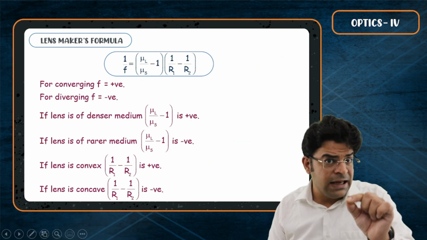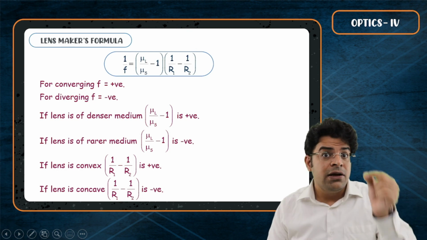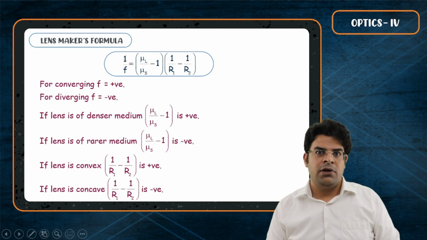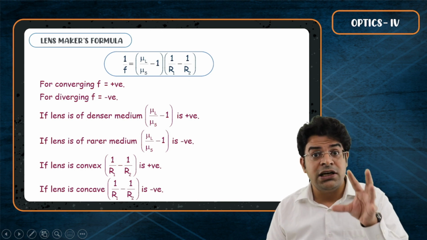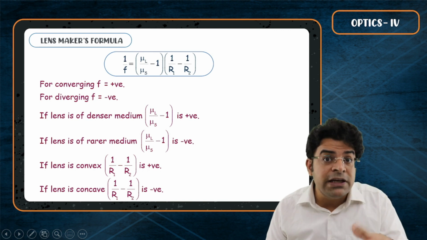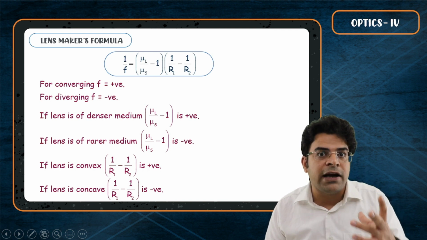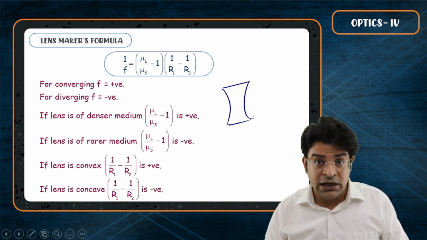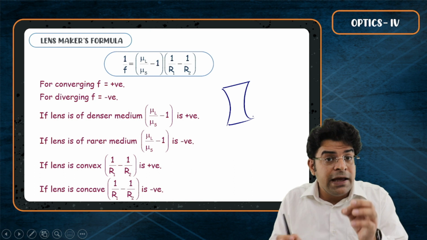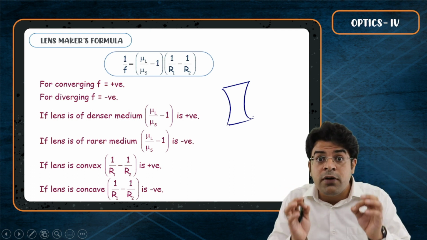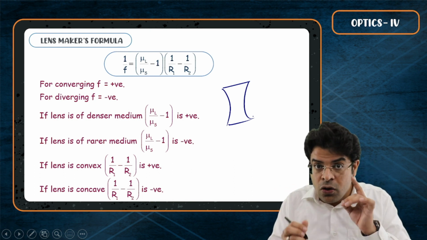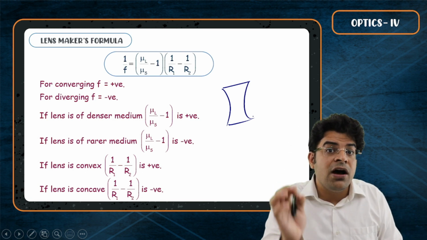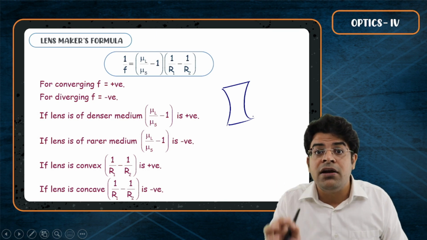So a convex lens is a converging lens when it is placed in a surrounding of lower refractive index. A convex lens is a diverging lens when it is placed in a surrounding of higher refractive index. Similarly, I can say that a concave lens is a diverging lens when placed in a surrounding of lower refractive index. And a concave lens is a converging lens when placed in a surrounding of higher refractive index.